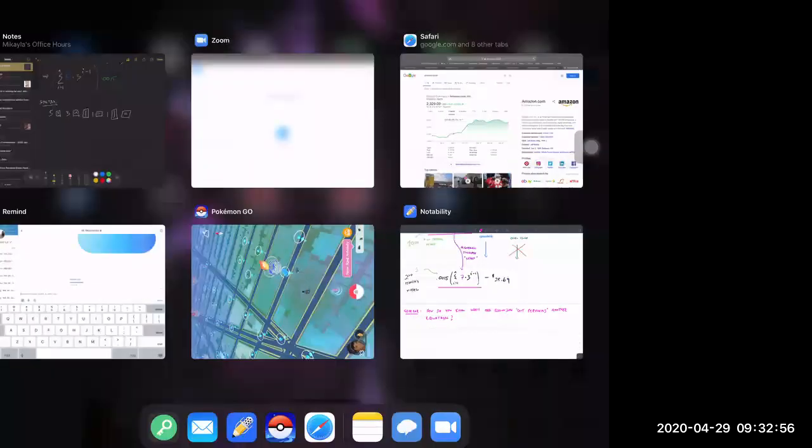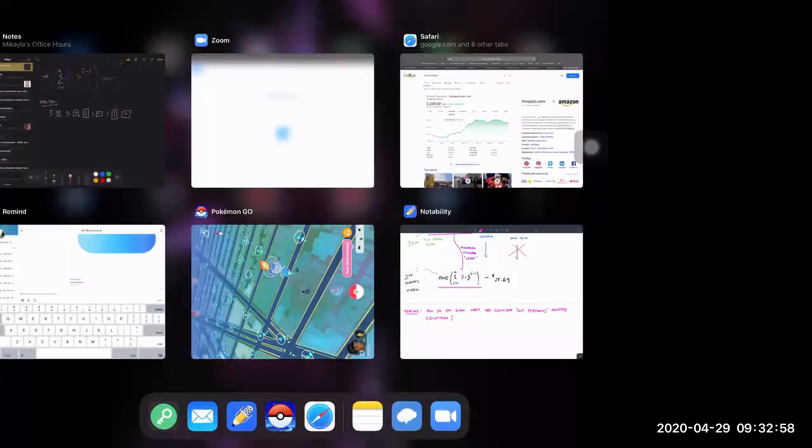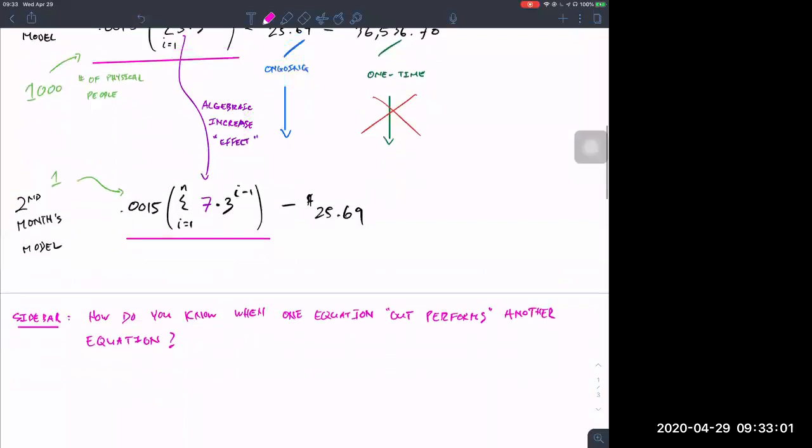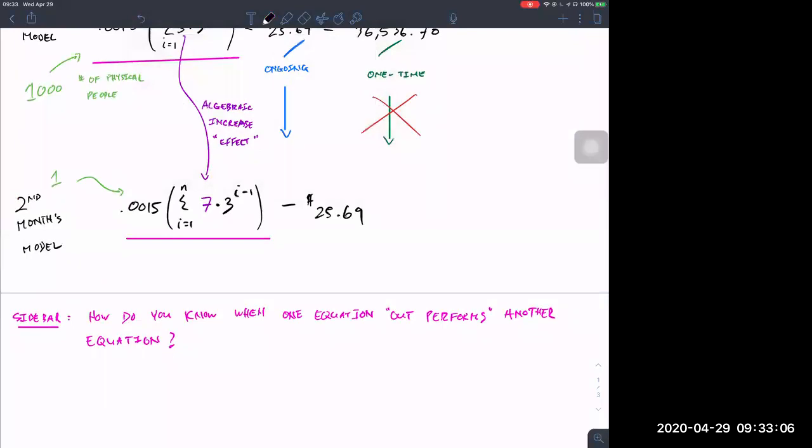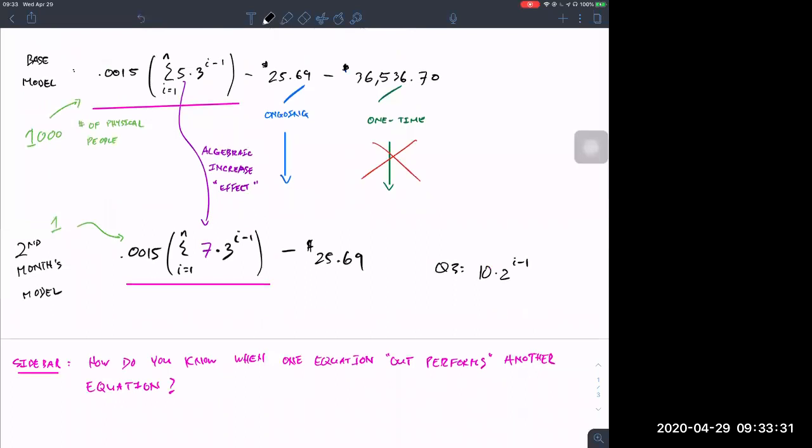But the thing is that when you look like this, right? See how it says 5 times 3 to the I minus 1, now 7 times 3 to the I minus 1. For question 3, the summation becomes, what is it? Your initial post reaches 10 people and you grow at 2. So it becomes 10 times 2 to the I minus 1, right? You can't compare that. Yeah, 10 is bigger than 7, let alone 5, but does 2 grow as fast?